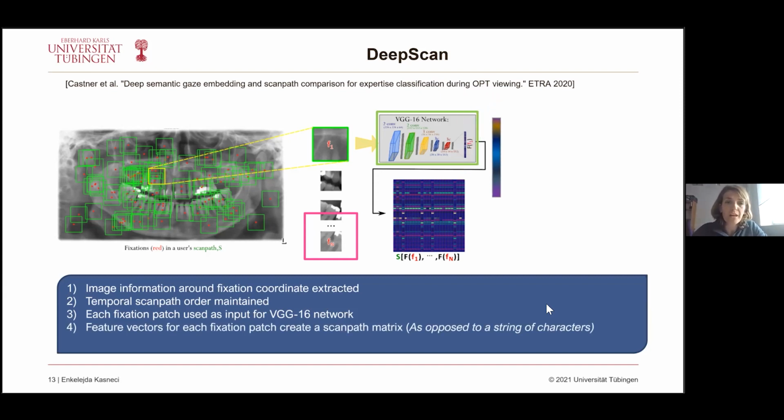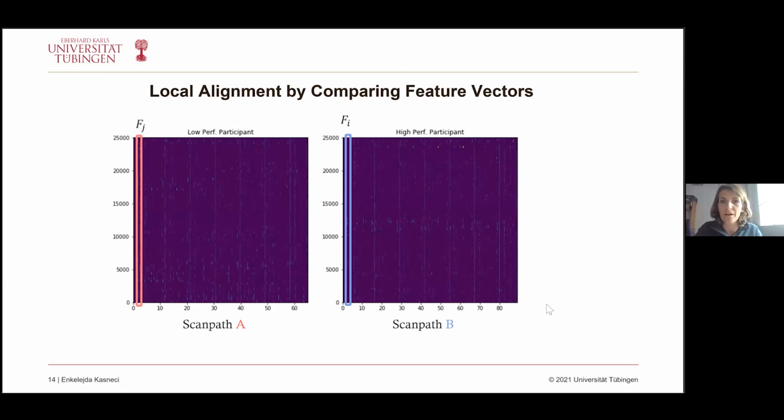So what we do then, we have this feature description. We have these feature vectors for each of the fixation patches, and we use that to create a scan path matrix, as opposed to a string of characters, which was previously used for scan path comparison. At the end, we have a reduced problem in the sense that we only need to compare those matrices instead of those complicated images.